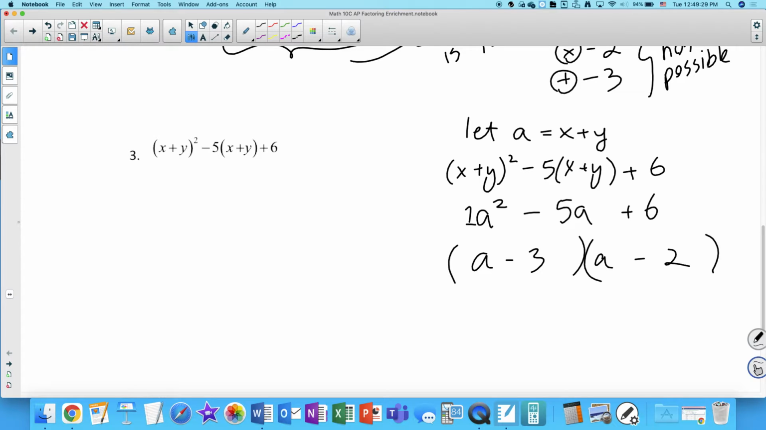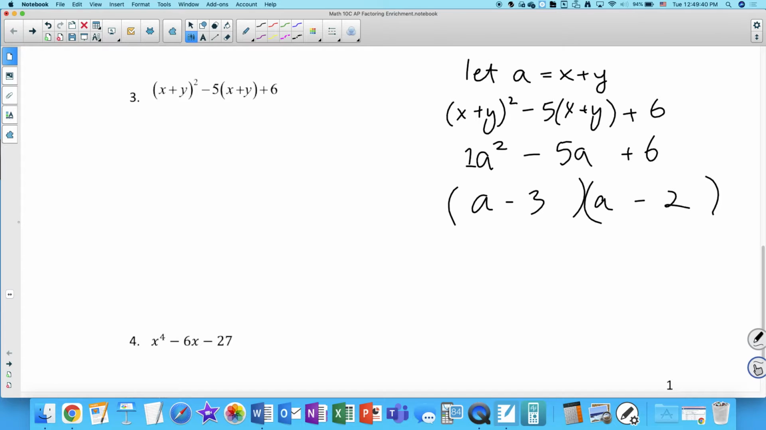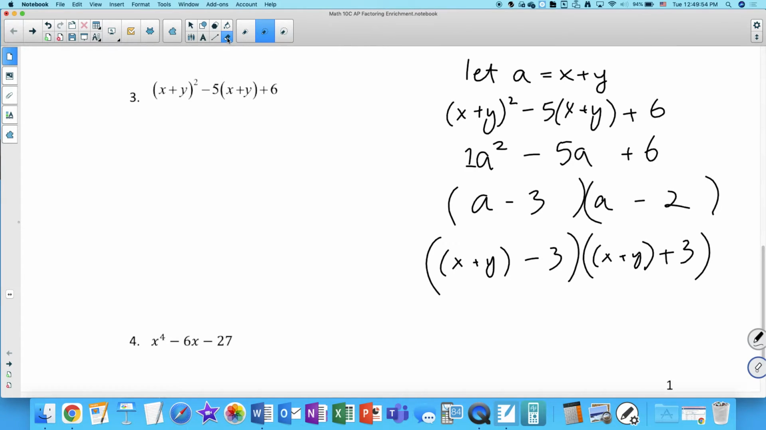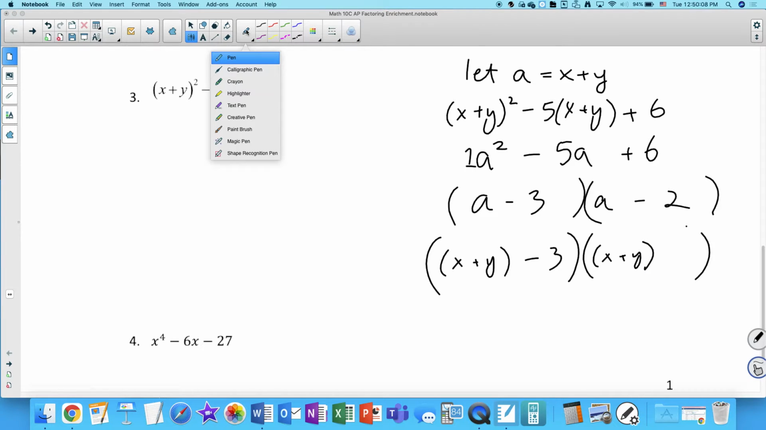Now that wasn't actually what I wanted to factor. So at the end of the day, I have to now sub back in the x plus y for a. So the original expression factored is going to be x plus y minus 3 times x plus y plus 3. Nope. Minus 2. What was I thinking? Okay, minus 2.